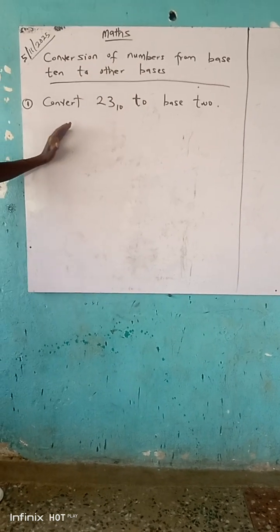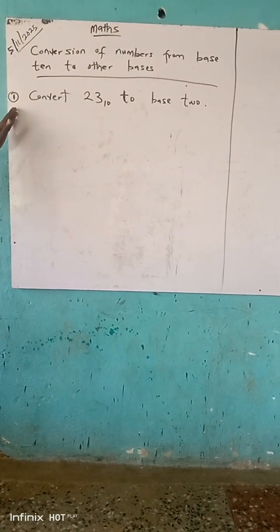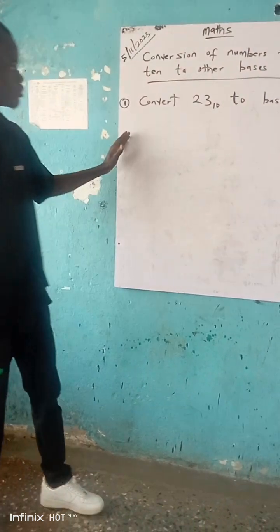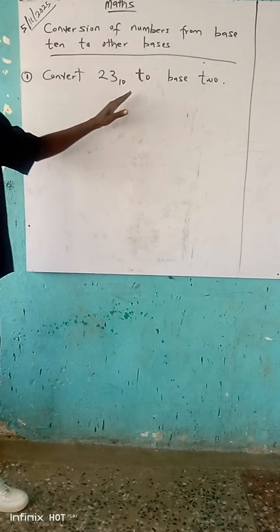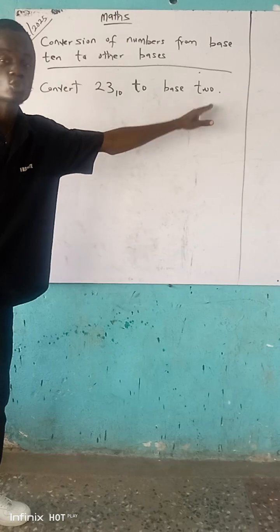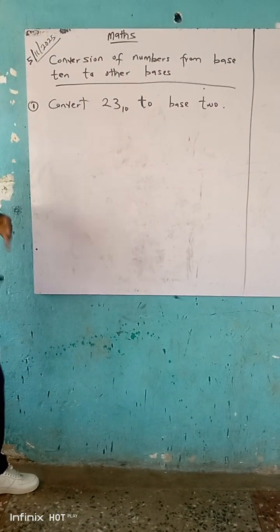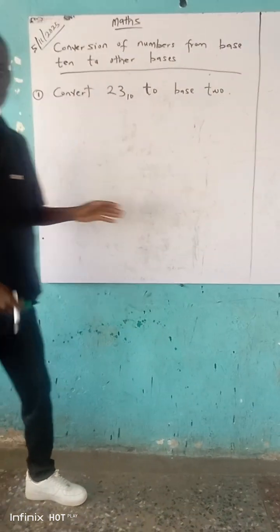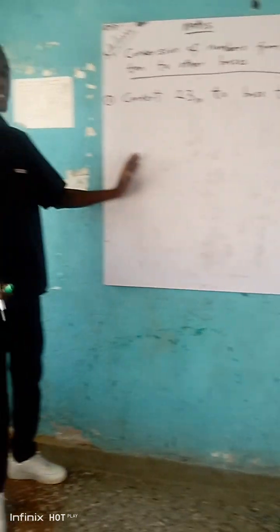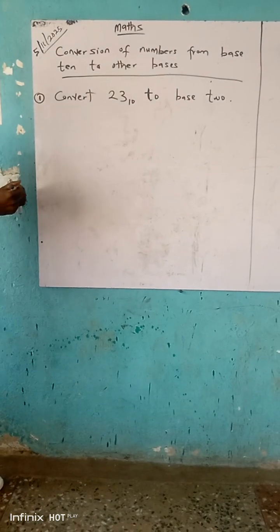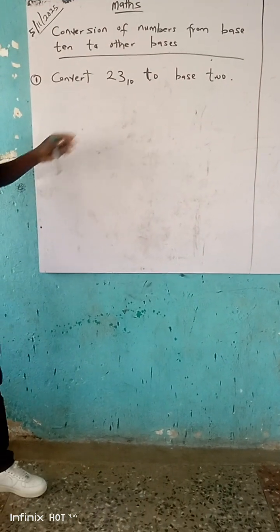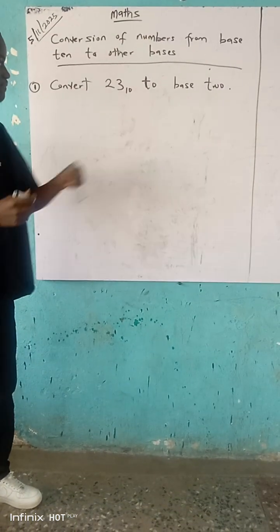Now, this is very simple. For example, this is the equation that we have. We are going to use this as an example. Convert 23 in base 10 to a base 2 number. Now, this 23 is in base 10. We are going to convert it to a base 2 number. How are we going to do that? It's very simple. After the end of this class, I expect everybody to be able to do this.